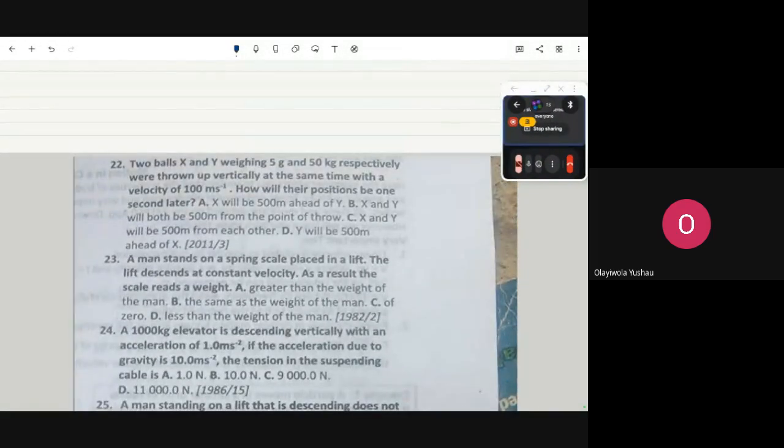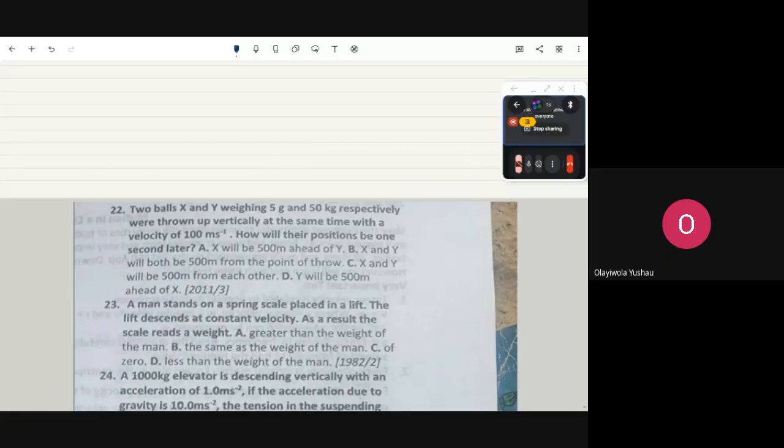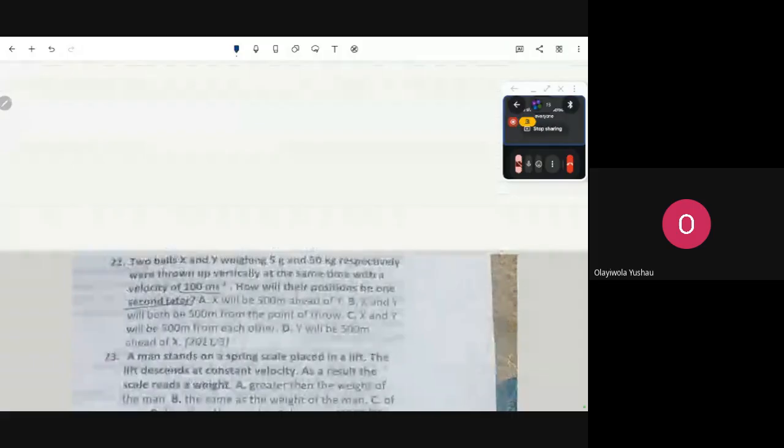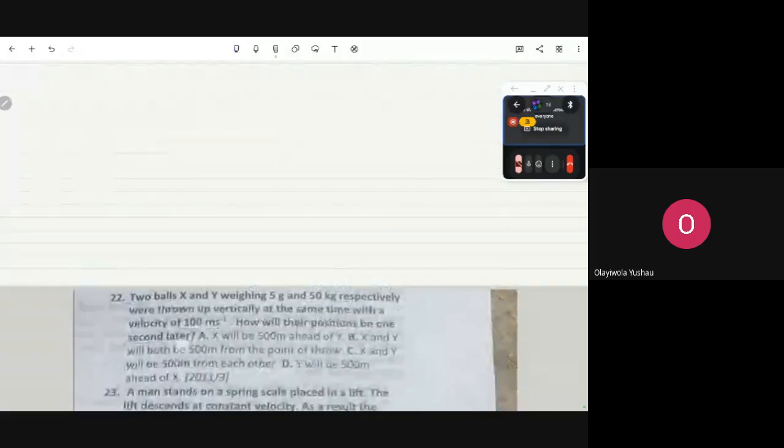Okay. So yeah, it says two balls, and you can see it's from the 2011 exam, very recent here. Two balls of different masses weighing 5 grams and 50 kilograms respectively were thrown up vertically at the same time with the velocity of this. How will their positions be 1 second later? I have this question, but this is not what we want to do. But for the sake of the fact that we see the question, let's just solve it. What do you guys think?